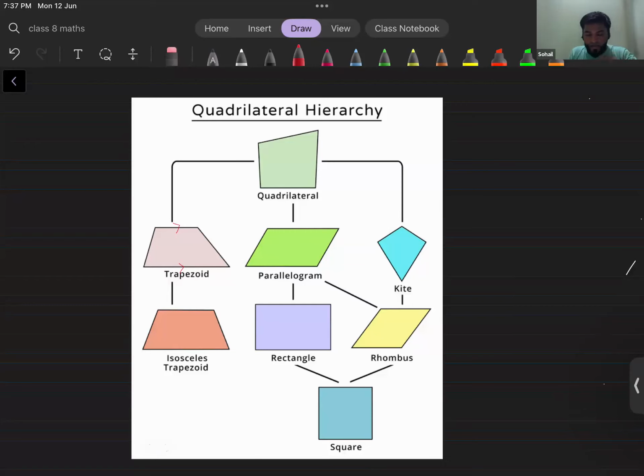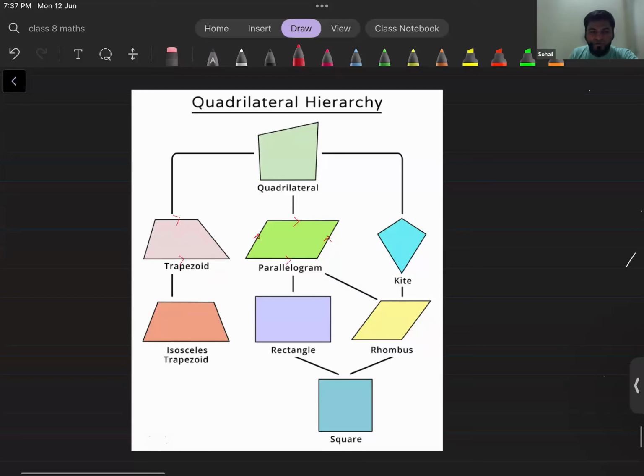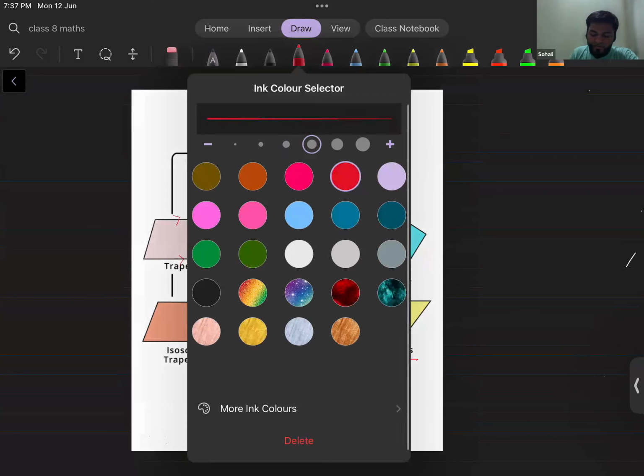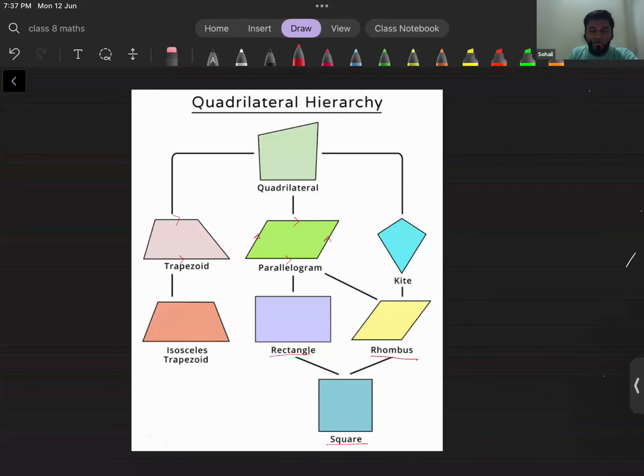Then you have another type of quadrilateral like this. See here, the opposite pairs of sides are parallel to each other. In parallelograms there are more classifications also. This rectangle, this rhombus and this square are also parallelograms, because the opposite pairs are parallel here. Then we have another type of quadrilateral. You must have seen a kite here.